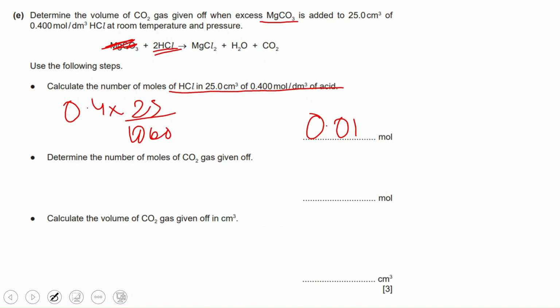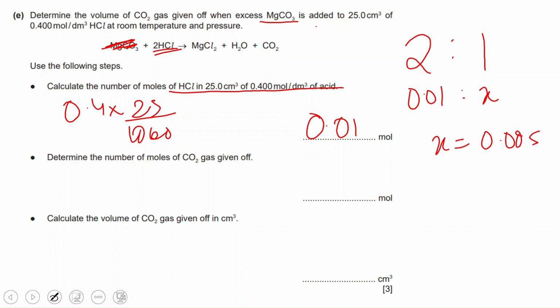That's it. Now determine the number of moles of carbon dioxide gas given off. Over here, the moles of HCl is 2 and the moles of carbon dioxide is 1. So the ratio is 2 is to 1, and the moles of HCl we know is 0.01. So this is going to be x. You do some cross multiplication and you get x equal to 0.005, which is nothing but 0.01 divided by 2. So the moles of that is going to be 0.005, and the volume is given in centimeters cubed. So first off, we're going to do 0.005, that's the moles, and you multiply that with 24 to get in decimeters cubed. Now you multiply that with 1,000 to get in centimeters cubed, which is going to be 120 centimeters cubed.